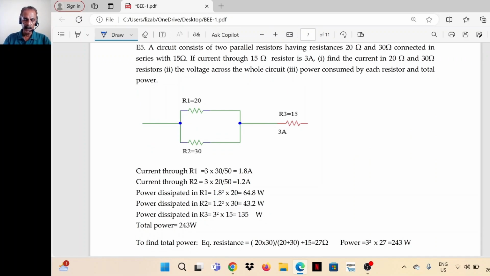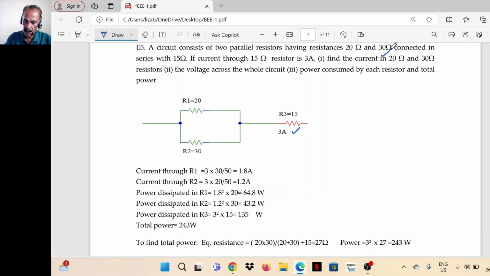Now the next one. A circuit consists of two parallel resistors having 20 ohm and 30 ohm connected in series with a 15 ohm resistor. If the current through the 15 ohm resistor is 3 ampere, find the current in the 20 ohm and 30 ohm resistors. Also find the voltage across the whole circuit, power consumed by each resistance and total power.